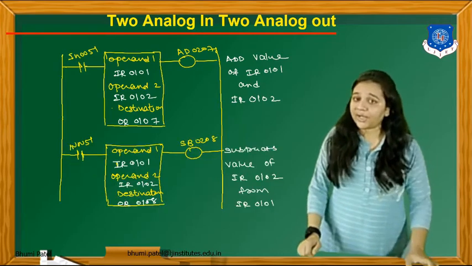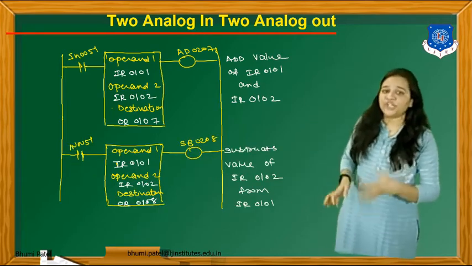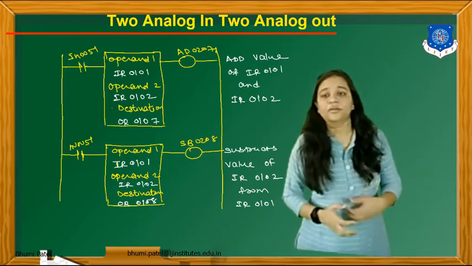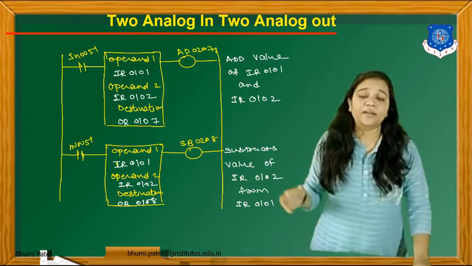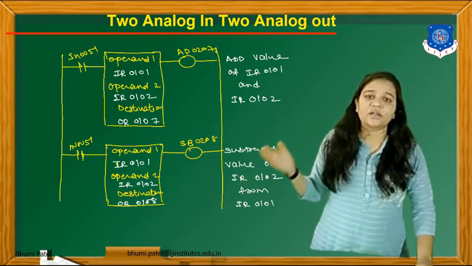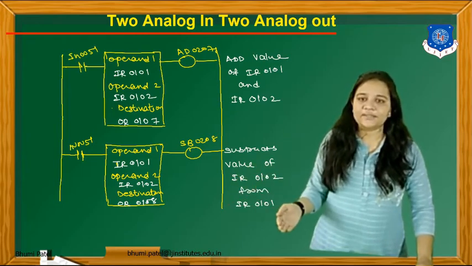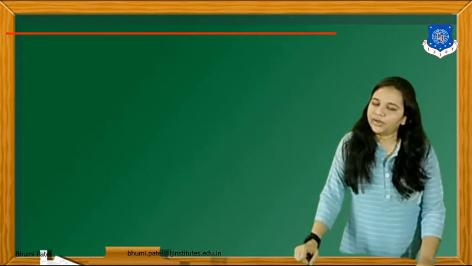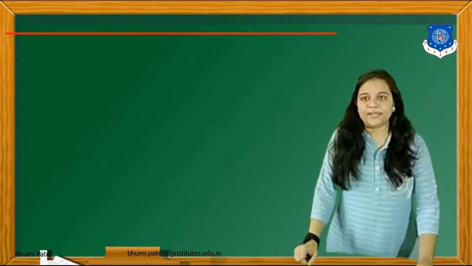Now we have to subtract. So simply we have to change the command, SV0208. Another format is same. Then after this rung execution, subtract value of the IR0102 from IR0101. So it is very easy.